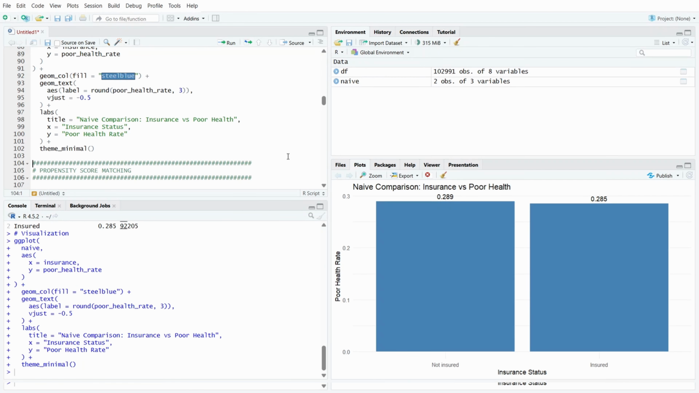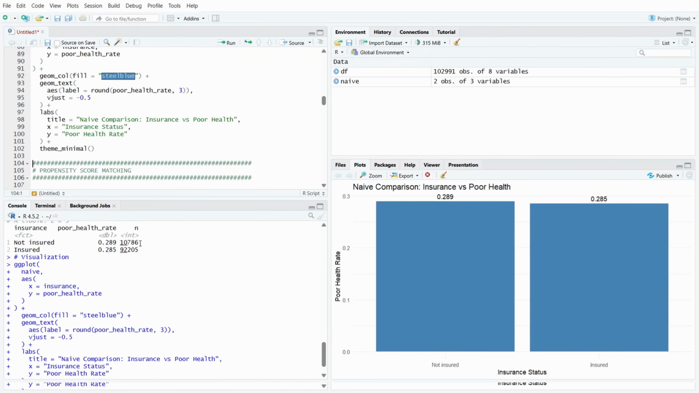At first glance, the difference between the two groups appears very small. The uninsured group shows only a slightly higher rate of poor health compared with the insured group. We also see the sample sizes for each group. The uninsured category contains 10,786 respondents, while the insured category contains 92,205 respondents. Again, this highlights the major imbalance in group sizes within the dataset.